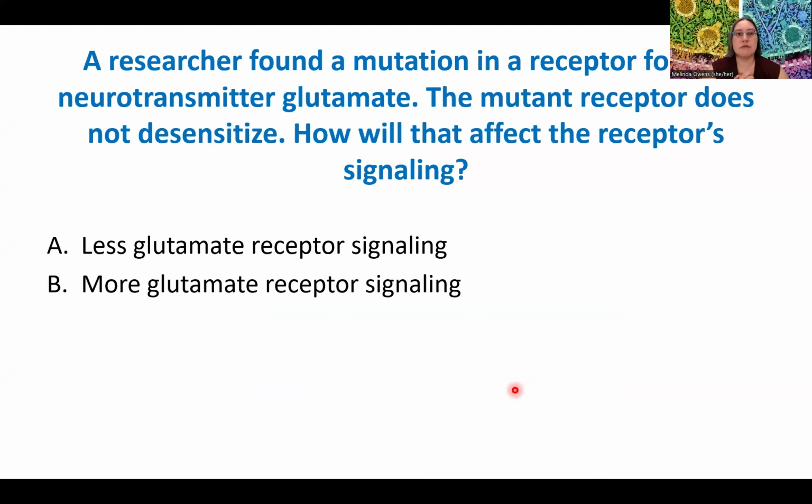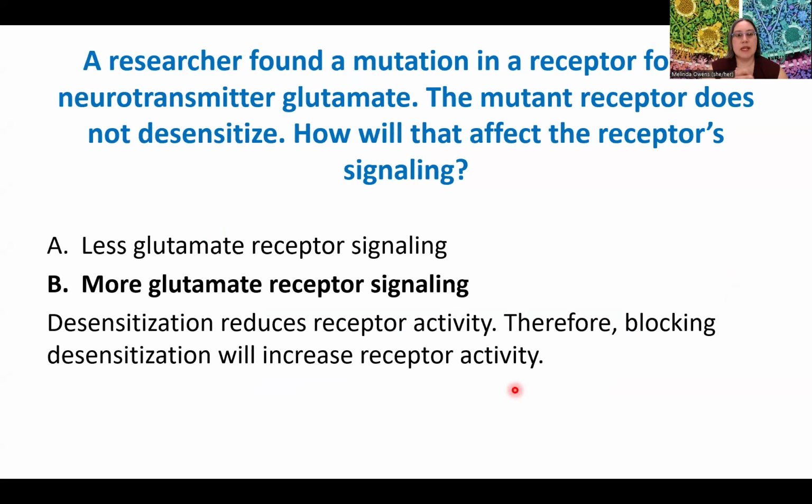Okay, question for you. A researcher found a mutation in a receptor for the neurotransmitter glutamate. The mutant receptor does not desensitize. How will that affect the receptor signaling? What do you think? Okay, so here you will get more glutamate receptor signaling. Why? Because desensitization reduces receptor activity. So if you block desensitization, the receptor activity will not reduce, and therefore overall it will increase. All right, I hope that makes sense.